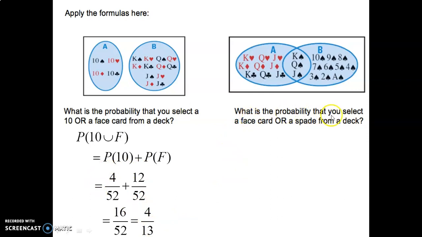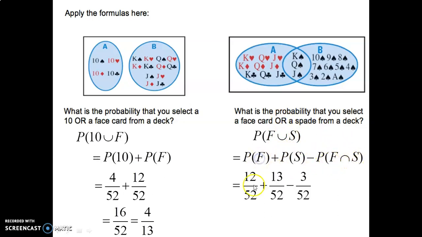Second problem: what is the probability you select a face card or a spade from a deck? You can see in this diagram that these are not mutually exclusive. There is an overlap or intersection. These three cards are both face cards and spades. Here we'll have to use the union formula again because we're talking about OR, but this time we're using the expanded union formula to subtract away the intersection so we don't count it twice. So probability of face cards plus probability of spades minus the intersection, and we get our probability of 22 out of 52, which reduces to 11 out of 26.